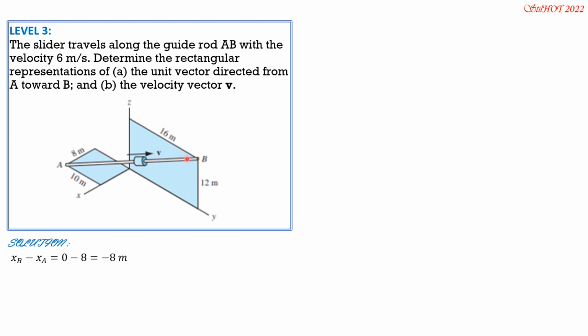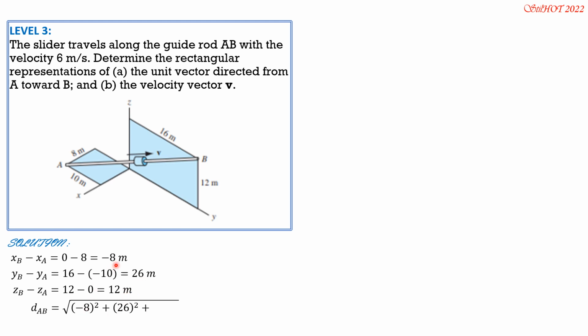I hope that in the figure you can analyze the coordinates. Then yb is 16, ya is negative 10, so 16 minus negative 10 is 26. Then zb minus za: zb is 12 above the xy plane, and za is 0, so 12 minus 0. So it is 12. Then distance AB is simply the square root of 8 squared plus 26 squared plus 12 squared.